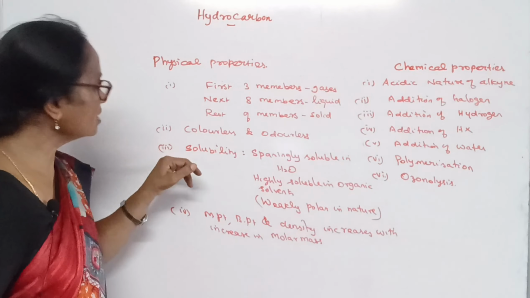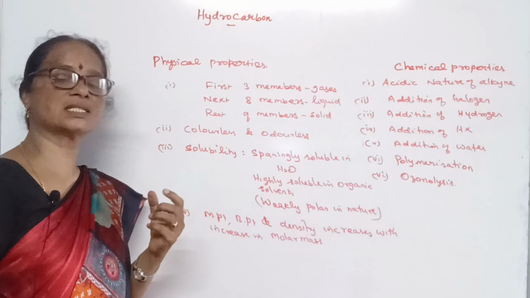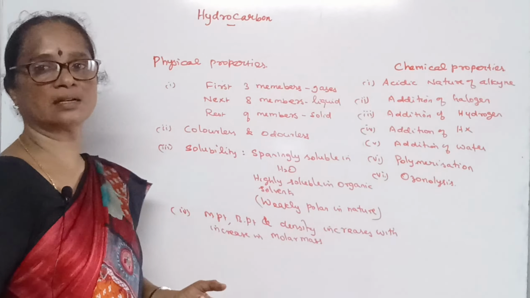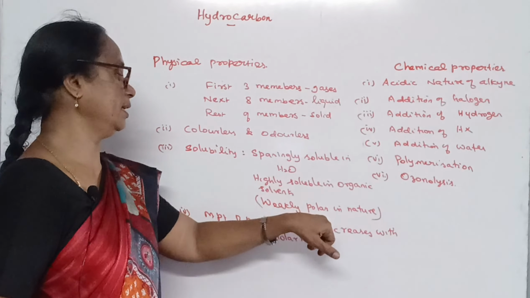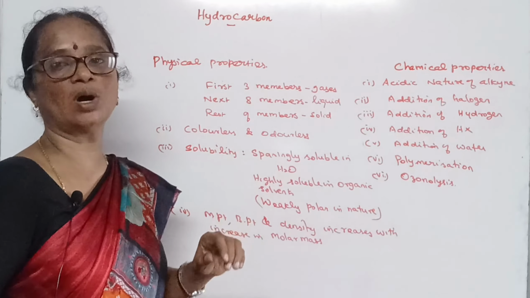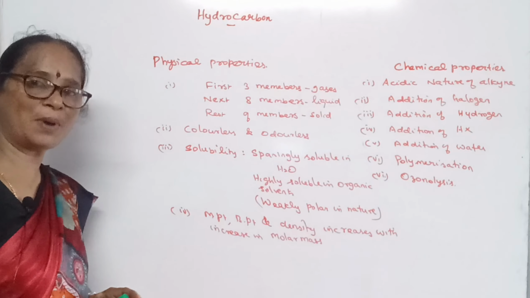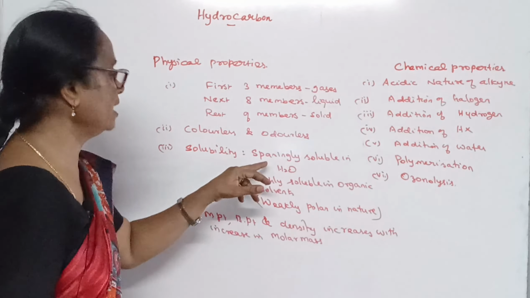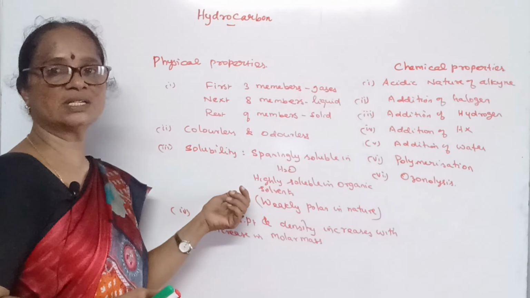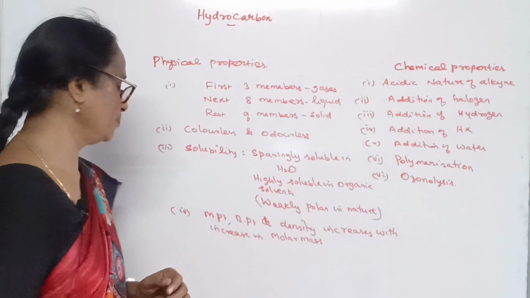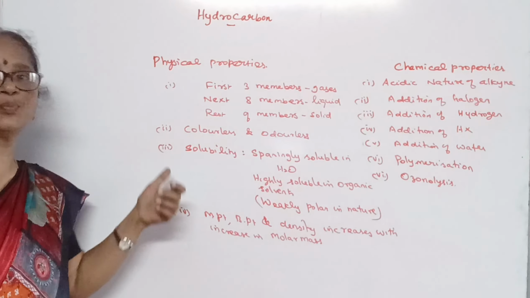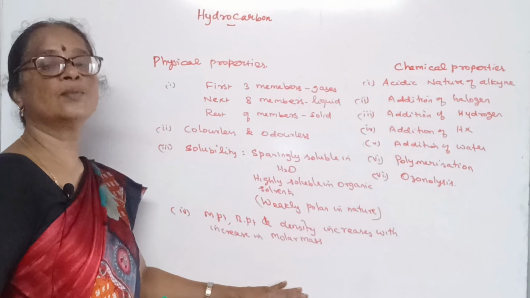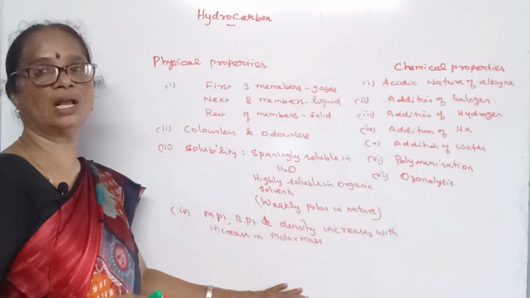Solubility: as it contains the triple bond in its structure, that makes the molecule weakly polar in nature. Due to its weak polarity, it is soluble in water to some extent, that is sparingly soluble, or we can say slightly soluble in water. But they are readily soluble in organic solvents like alcohol, ether, etc. And their melting point, boiling point as well as the density increase with the increase in molar mass of the same homologous series.